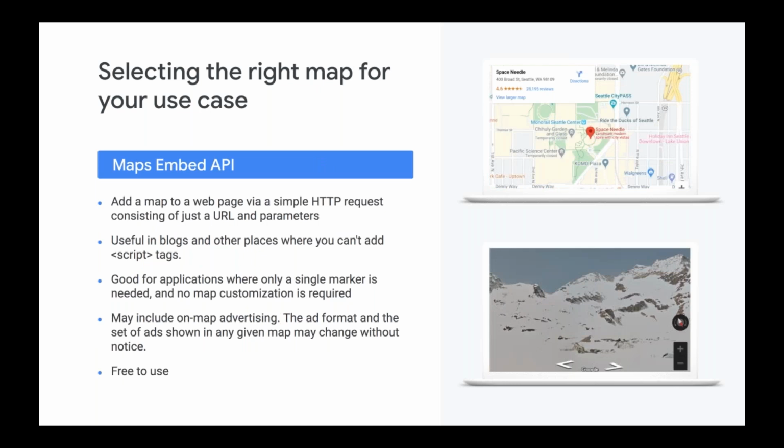The third option is the Maps Embed API. This is the lowest cost option, but it does come with some pretty severe limitations. The ability to customize the map is very minimal. The user interface is kind of take it or leave it. There's not really any customization options there, and you can only overlay a single marker. Additionally, there will be ads that appear on the map, and those ads may change over time.